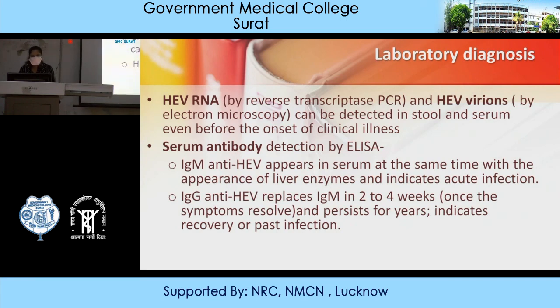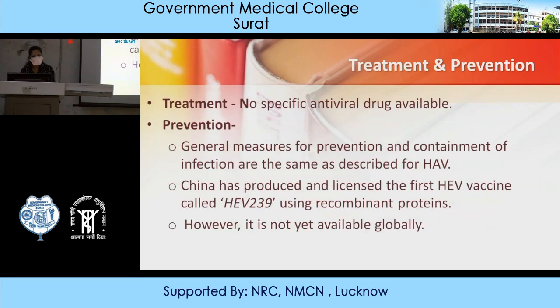Treatment and prevention: no specific antiviral drugs are available. Supportive treatments are needed. In prevention, general measures for prevention of contamination and infection are the same as described for HAV. China has produced and licensed the first HEV vaccine, called HEV 239, using recombinant proteins. However, it is not yet available globally.